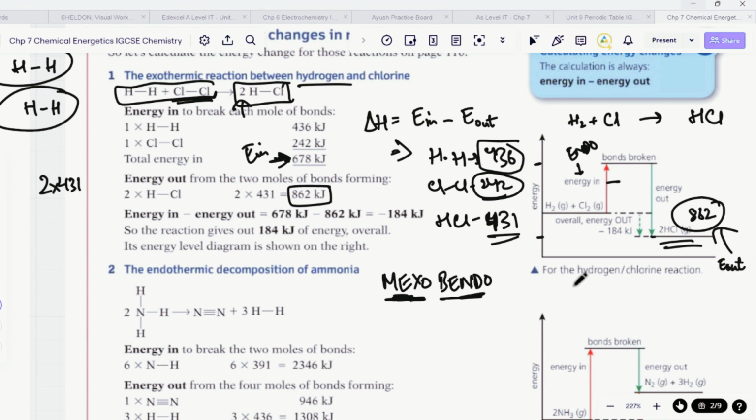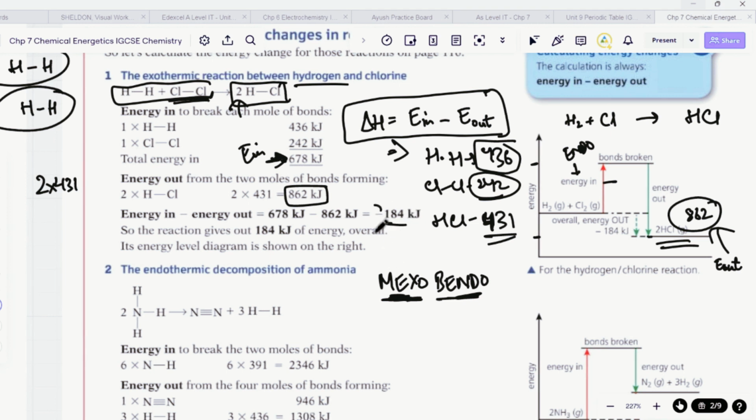Now what do we do? Once I have my energy in and energy out value, I need to find the change in energy. This is the formula that you would always need: energy in minus energy out. Solve it and you'll get the answer, that is negative 184 kilojoules. Now, do you see this negative sign over here with the answer?